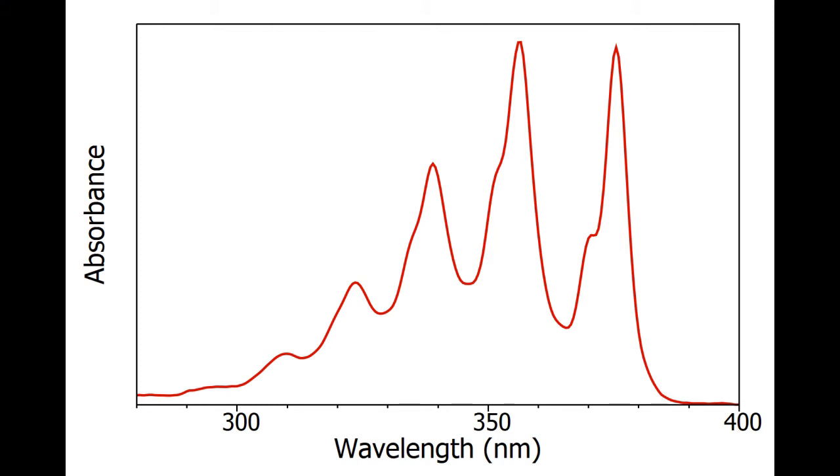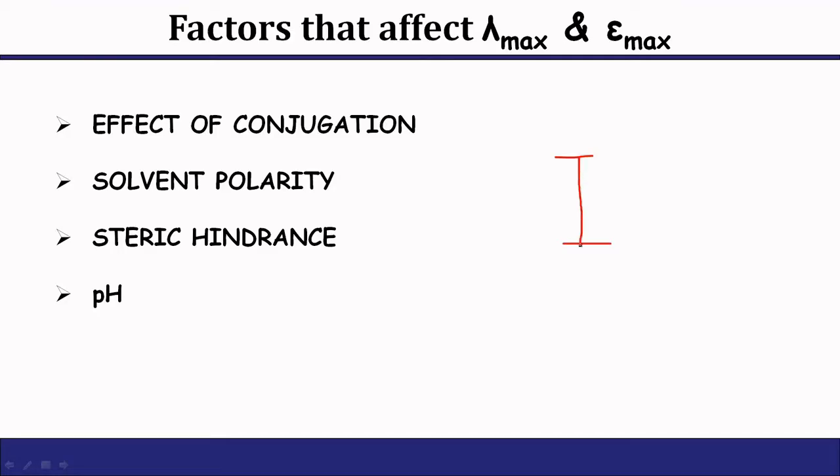Electronic spectra arises due to the transition in electronic energy level. This happens when we irradiate the molecule with ultraviolet or visible radiation. There are some factors that affect the band position and intensity. So they are listed over here.